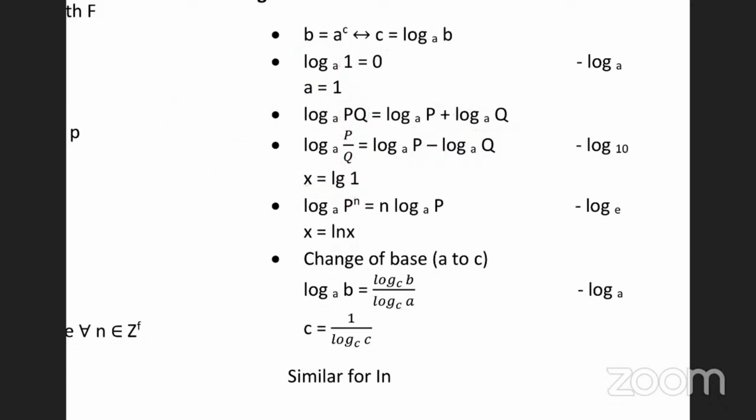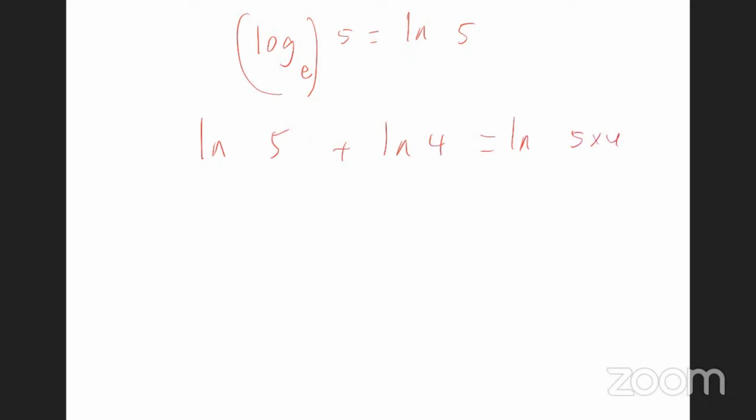Suppose you have log to the base e of, let's say, 5. Log to the base e is the same as ln. So every time you see ln, that's log to the base e. If I ask you what is ln 5 plus ln 4, because ln follows the same rules as log, all you have to do is say ln of 5 multiplied by 4.